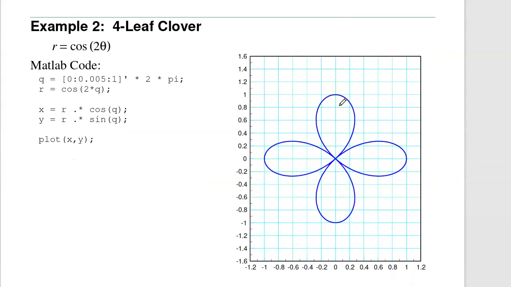I can do a little bit more fancy graphs. I could do a four-leaf clover. If I let r equal cosine 2 theta. Here, angle goes between 0 and 2 pi. R is cosine 2 theta. Plot it. To plot, I need to convert to rectangular coordinates. X is r cosine theta, y is r sine theta. Plot. I get a clover.